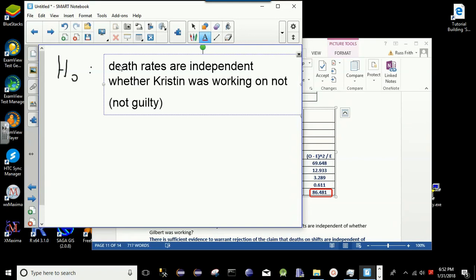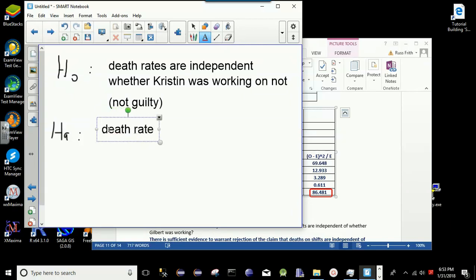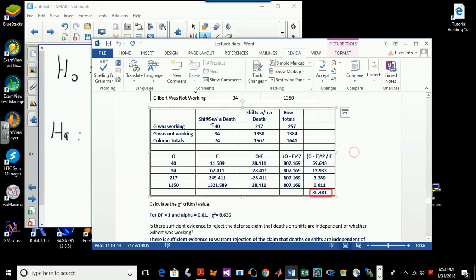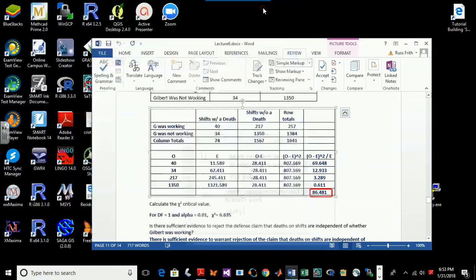And then the alternate hypothesis: death rates are dependent on Kristen's work. Guilty. Okay, so let's see. All right, so here's how a juror should handle the case. So let's wire up our contingency table.